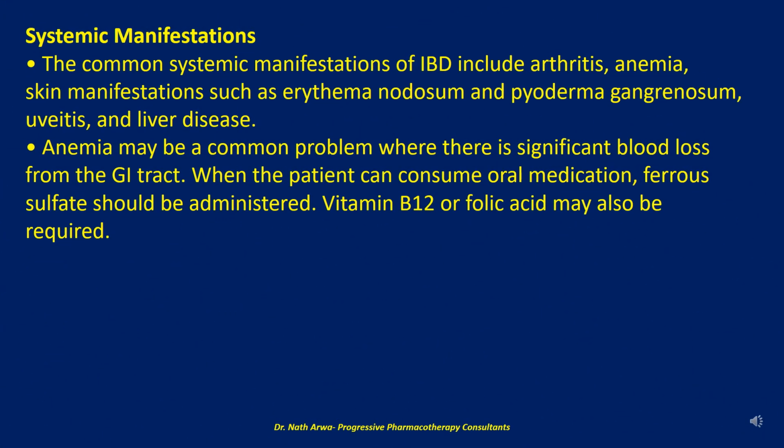We will now shift gears to systemic manifestations of inflammatory bowel disease. 1. The common systemic manifestations of inflammatory bowel disease include arthritis, anemia, skin manifestations such as erythema nodosum and pyoderma gangrenosum, uveitis, and liver disease. 2. Anemia may be a common problem where there is significant blood loss from the gastrointestinal tract. When the patient can consume oral medication, ferrous sulfate should be administered. Vitamin B12 or folic acid may also be required.